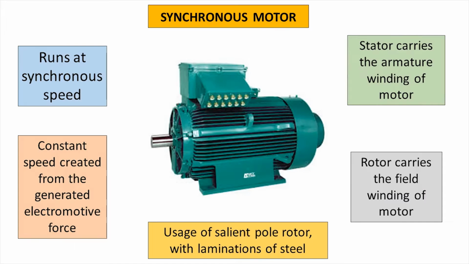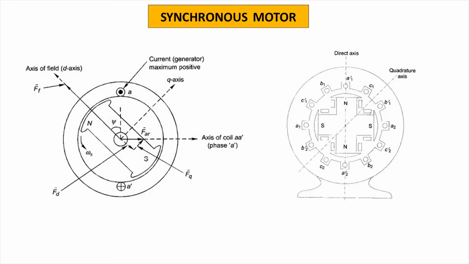Okay, let's talk about the synchronous motor. A synchronous motor is a motor which runs at a synchronous speed. The synchronous speed is the constant speed at which the motor generates the electromotive force. The synchronous motor is used for converting electrical energy into mechanical energy. The stator and also the rotor are the two main parts of the synchronous motor. The stator is stationary and it carries the armature winding of the motor. The armature winding is the main winding because of which the EMF is induced in the motor.